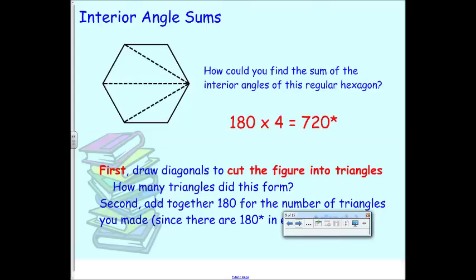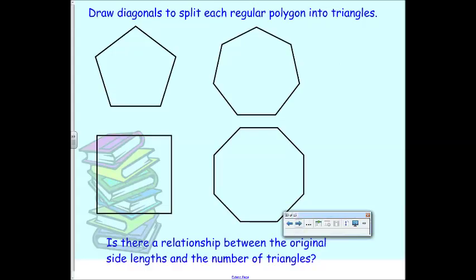All right, what if I wanted to split up these? Can somebody come try the pentagon? Can somebody come try splitting that pentagon, this figure right here, into triangles? Ivan?